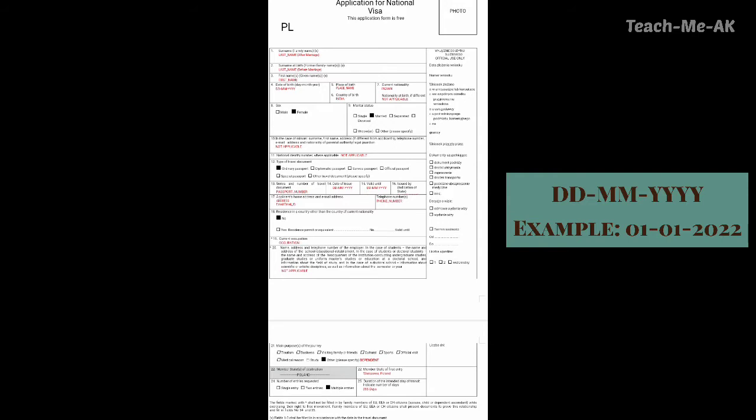So fourth question, please mention the date of birth in the format of DD-MM-YYYY. And place of birth, please mention the place name here. And going to the sixth question, country of birth, please mention your country. So here I have mentioned it as India. And going to the seventh question, current nationality, it is Indian.